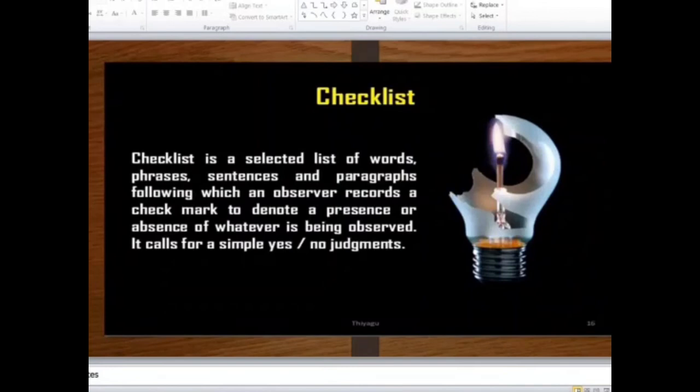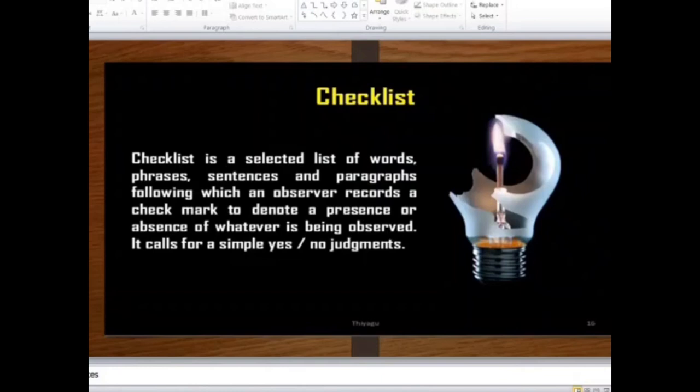Checklist, as we used to say. A checklist is a selected list of words or phrases or sentences and paragraphs, following which an observer records a check mark to denote the presence of whatever is being observed. It is known as the checklist.